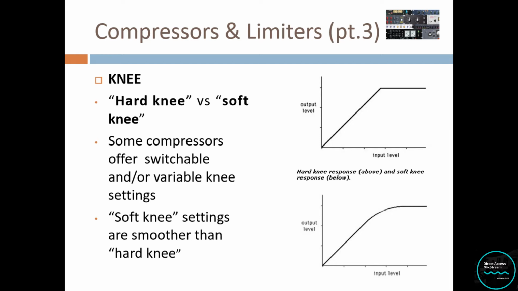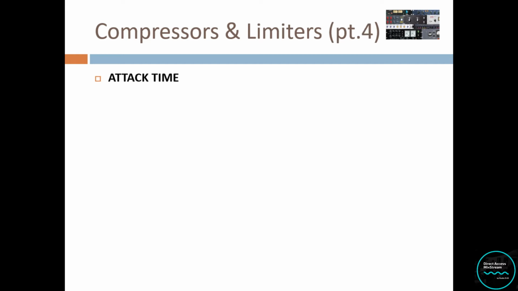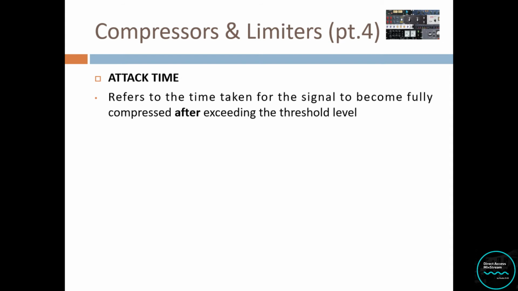The third parameter is attack time. So we always see, on a compressor, you have your attack, release, threshold, all these kind of words. What is attack time? There's actually a very technical explanation. I won't go into it, okay? But basically, it refers to the time taken for the signal to become compressed after you exceed the threshold. So remember, first of all, you need to exceed the threshold, then you need the compressor to react. So the attack time is how fast it reacts.